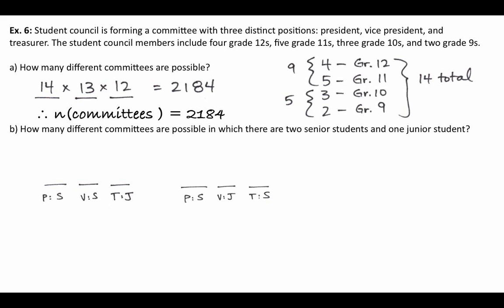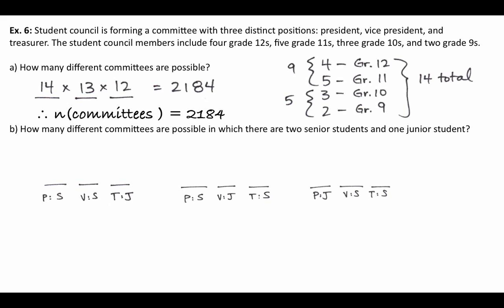So here's another scenario. The president is a senior, the vice president is a junior, and the treasurer is a senior. Senior, junior, senior. And of course, the last scenario is that the junior is the president, the vice president is a senior, and the treasurer is a senior. So how many different committees are possible in which there are 2 senior students and 1 junior student?